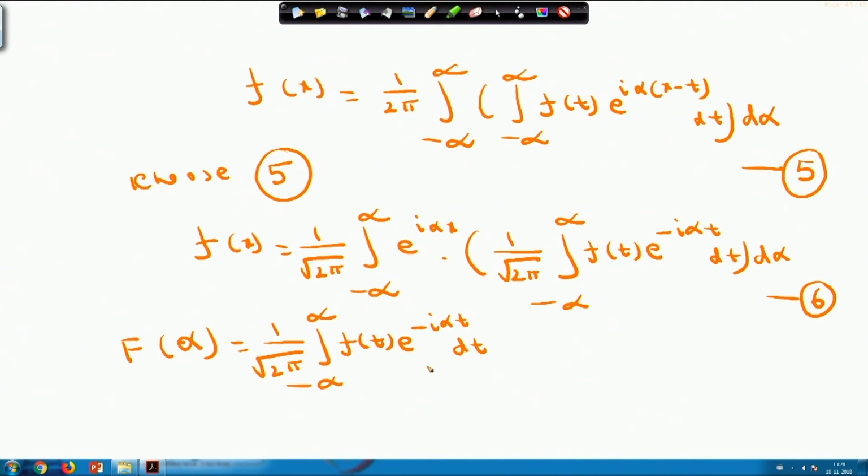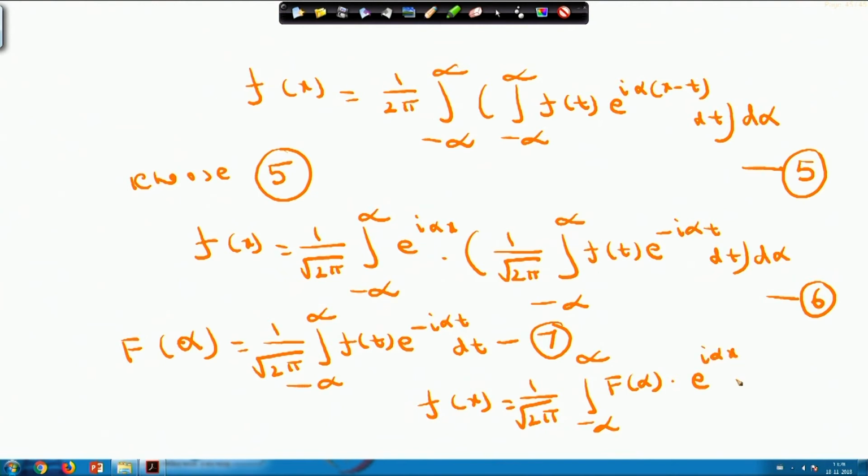If I choose F(alpha) equals this inside integral, basically 1 by root 2 pi, integral from minus infinity to infinity of f(t) e power minus i alpha t dt, which is equation 7, then I can write down my f(x) as 1 by root over twice pi, integral from minus infinity to infinity of F(alpha) into e power i alpha x, into d alpha. Please note integral 6 and integral 7.